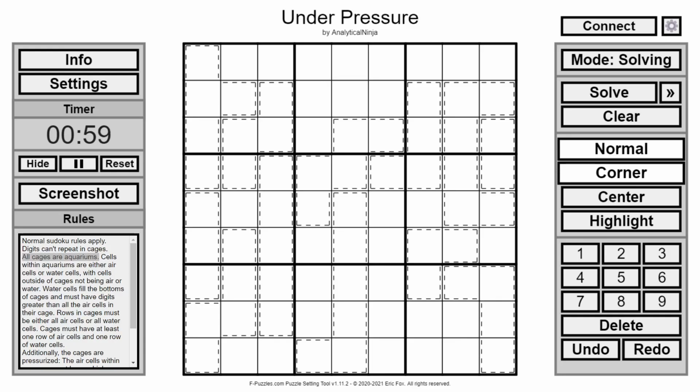This puzzle is called Under Pressure by Analytical Ninja. I got it from the Sudoku Testing Submissions channel of the CTC Community Discord. Let's take a look at the rules. So it's 9 by 9, obviously.